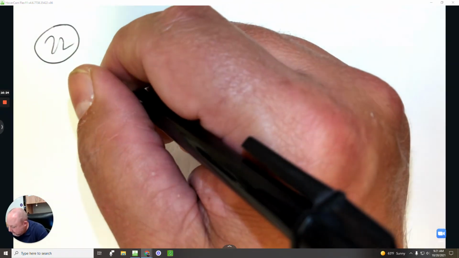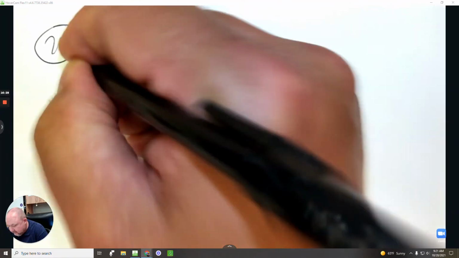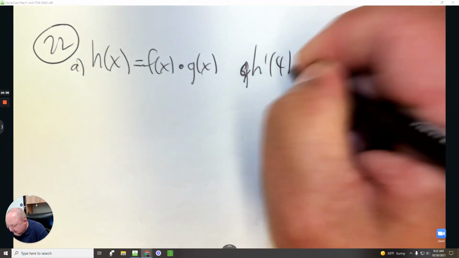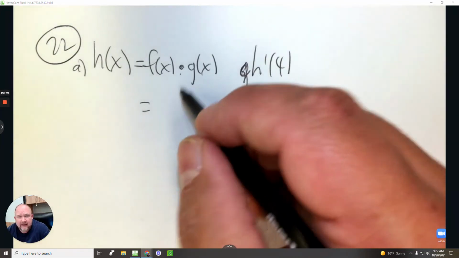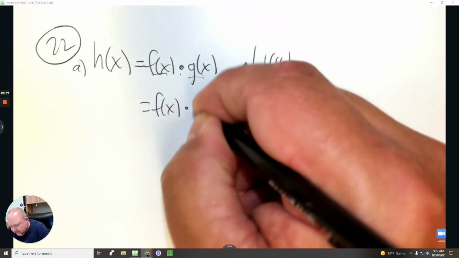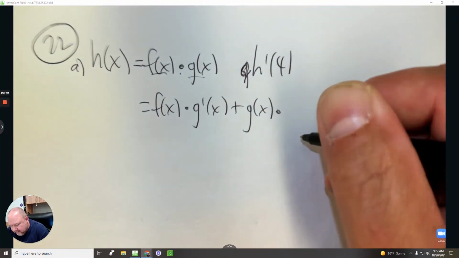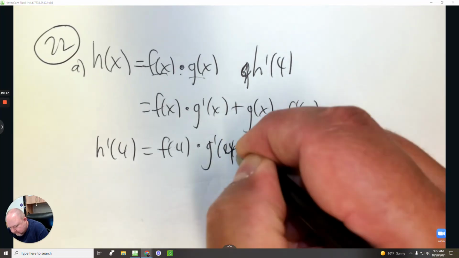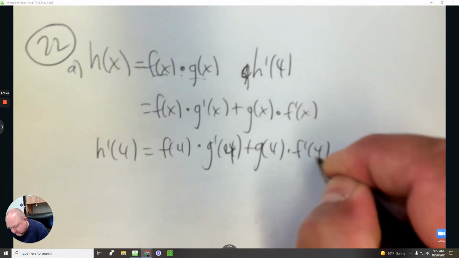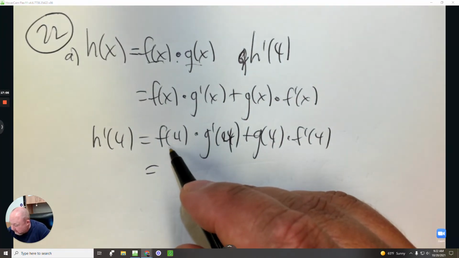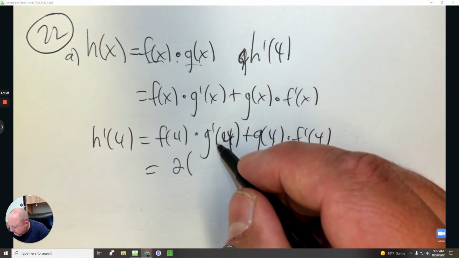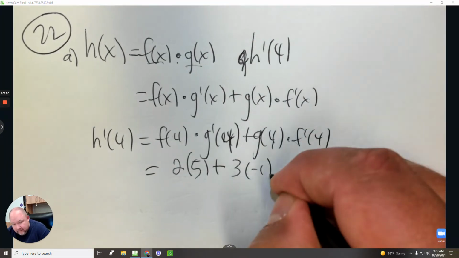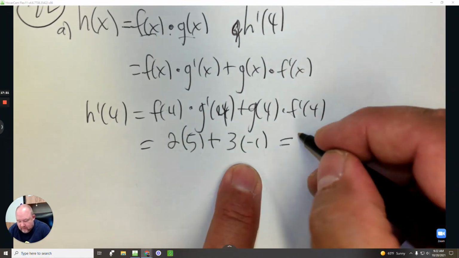In number 22, you're given a bunch of information. So first of all, it says h of x equals f of x times g of x, and we're supposed to find the derivative at 4. So this is the product rule. Can you do the product rule in its generic form? So the first times the derivative of the second plus the second times the derivative of the first, and then can you plug in 4 wherever there's an x. And then you look at the question, and f at 4 is 2, g prime at 4 is 5, you're just plugging in the values, g at 4 is 3, and f prime at 4 is negative 1. So from the question, this is where the values come from. So 10 take away 3, and the answer is 7.